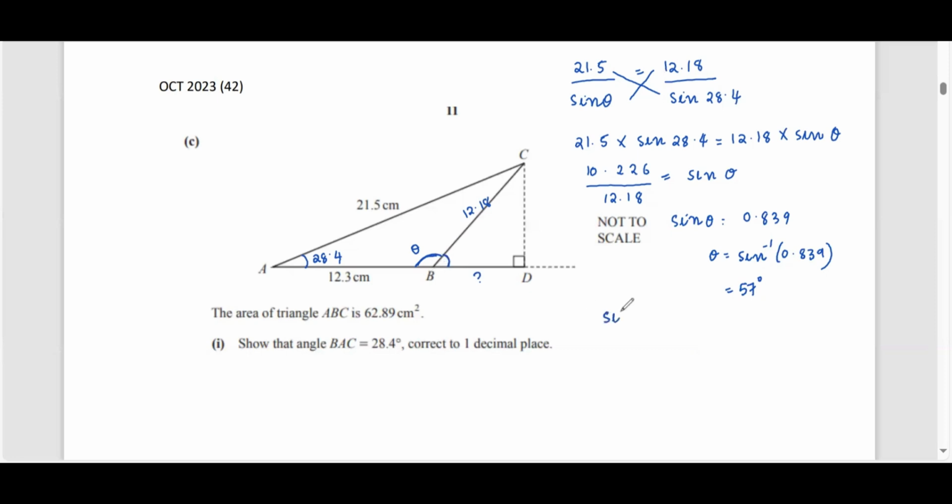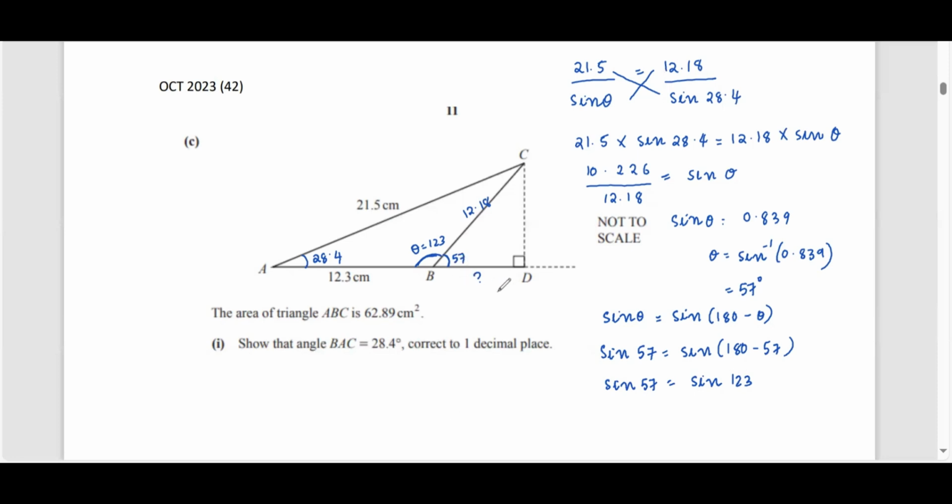Now, we know sine theta is the same as sine of 180 minus theta. So sine 57 is the same as sine of 180 minus 57. So what is 180 minus 57? That is 123. So sine 57 has the same value as sine 123. Since this is an obtuse angle, I'll take theta as 123. So from 180, if I subtract 123, I'll get this angle as 57.